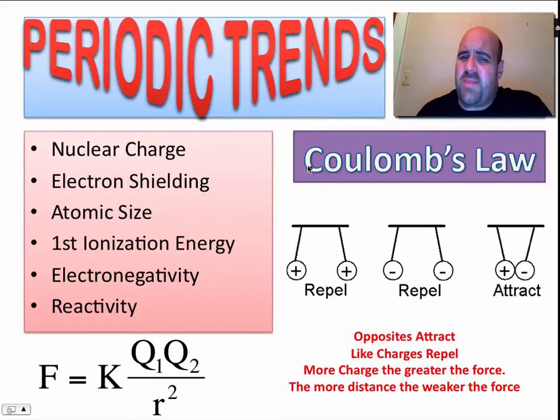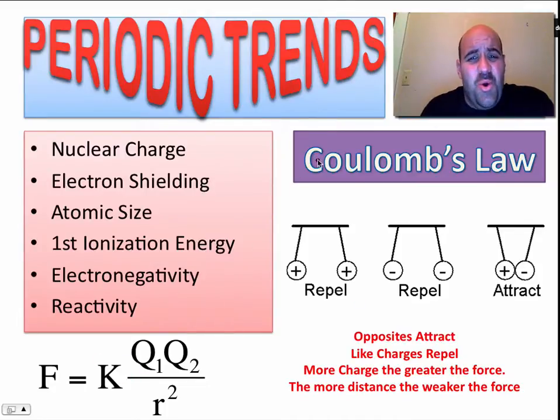You should have just watched the presentation on Coulomb's law. Just recall that opposite charges attract, like charges repel. The more charge, the greater the force of attraction. The more distance between charged particles, the weaker the force. So electric charges behave kind of like magnets. The bigger the magnet, the stronger. The further apart the magnets are, the weaker they get. And like charges repel, opposites attract. And this was Coulomb's law.